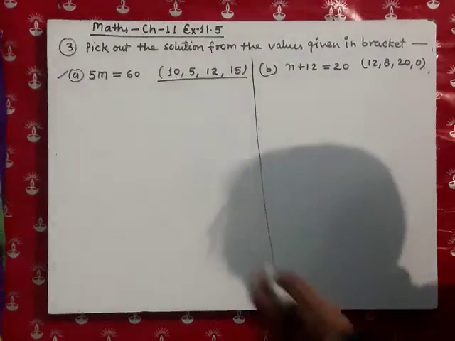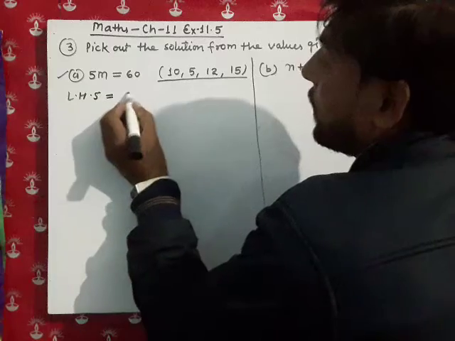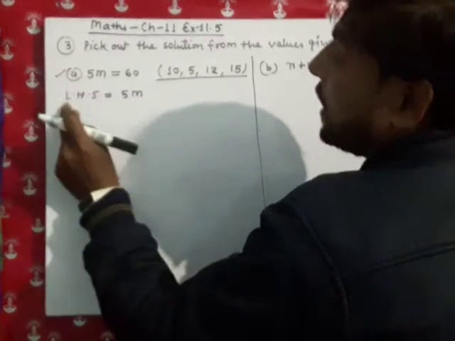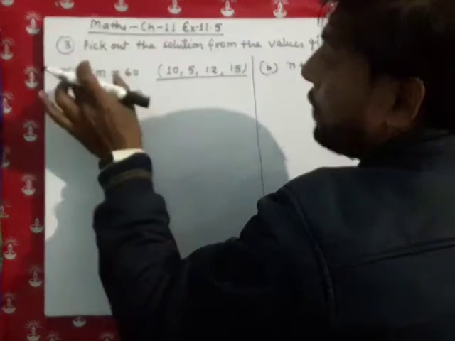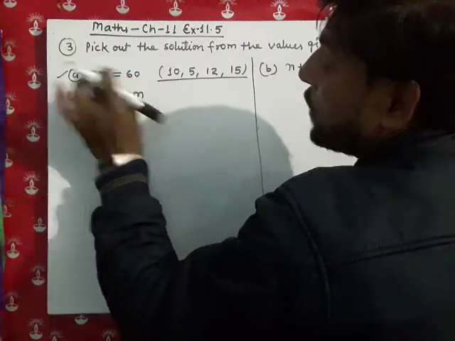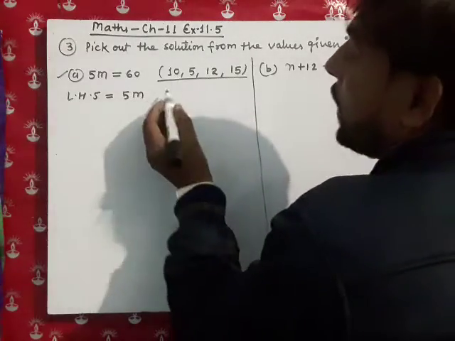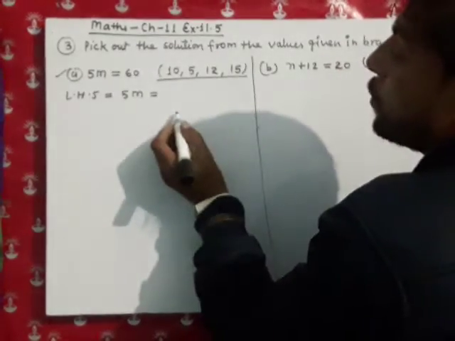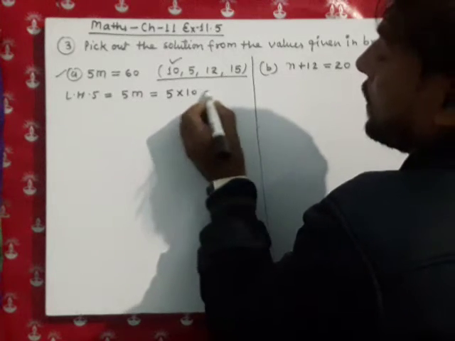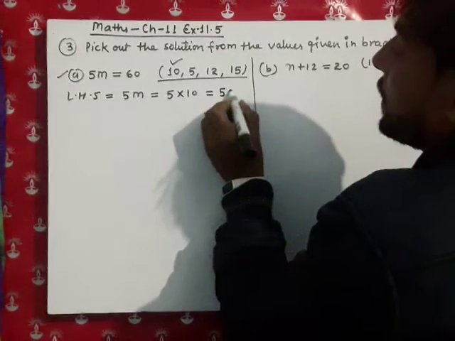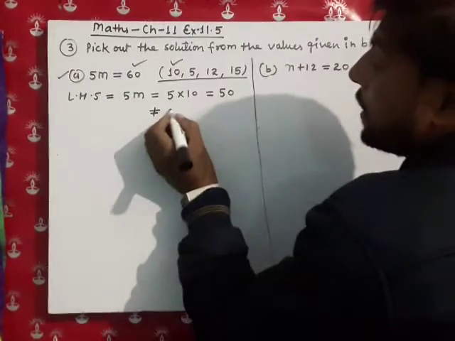First of all we are going to write down the LHS. Here the LHS is 5m. LHS means left hand side, left side. So we are going to take whatever is written on the left side of the equal sign. Now we are going to put in the values. First I am going to put the first value: 5 into 10, the answer will be 50. Not equal to the RHS.